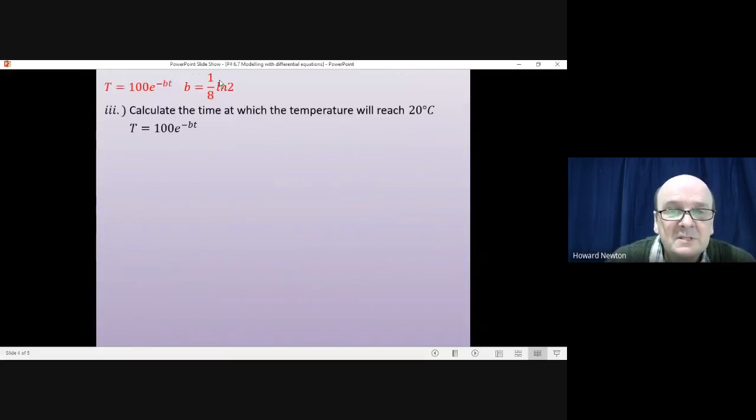Okay, that's what we've done so far. And then part 3 asks us to calculate the time at which the temperature will reach 20 degrees centigrade. So big T here is going to be 20. b we've worked out already is equal to 1/8 log 2, so we'll substitute that in. And then again, we'll have quite a tricky little equation to solve, but I'll let you have a go at doing that. So substitute in T equals 20 and the value of b, and try and solve the equation. Pause the video, come back to me when you're ready.